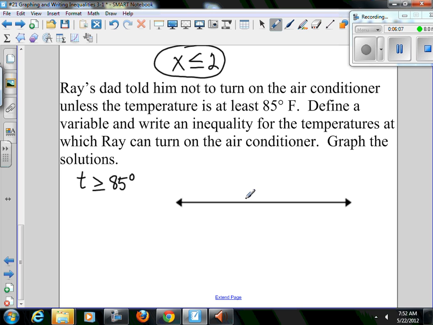Now if we want to graph that, we'll put 85 up here, say I'll put 90 and down below, say 80. Well, since it's a greater than or equal to, we're going to put a closed dot on 85, and then an arrow going to the right.